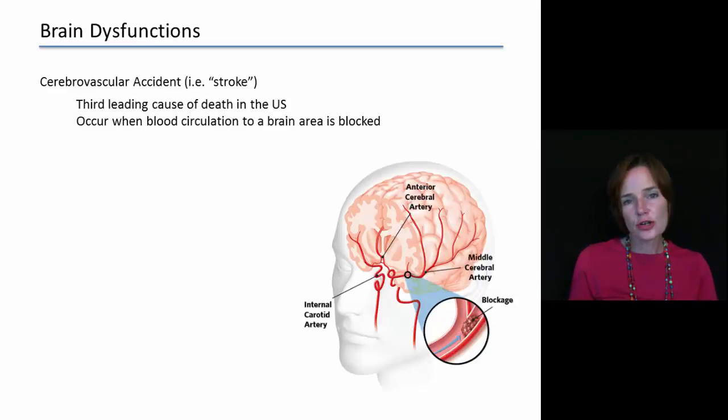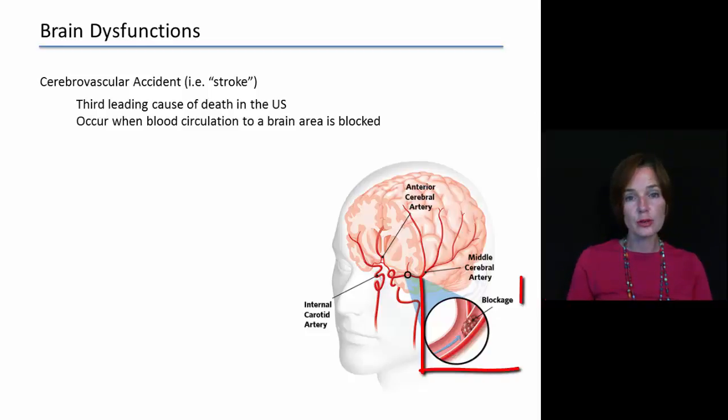A cerebrovascular accident is another word for a stroke. This is certainly a brain dysfunction that can happen. It's a fairly common one, unfortunately. This is the third leading cause of death in the United States. What a stroke really is, this is going to be a blockage of blood circulation to some area of the brain. And when we're talking about these blockages, this can be something that is transient, it's temporary, and the patient survives. It could also be something that does result in death.